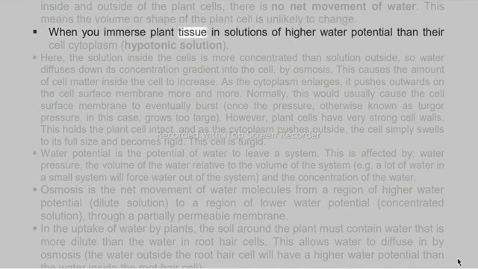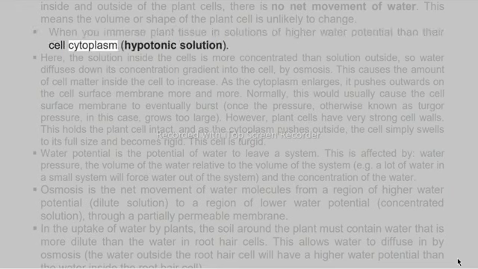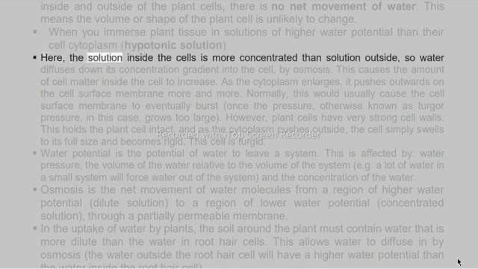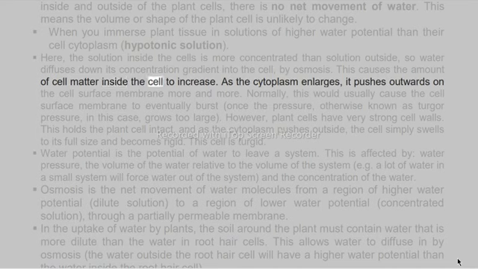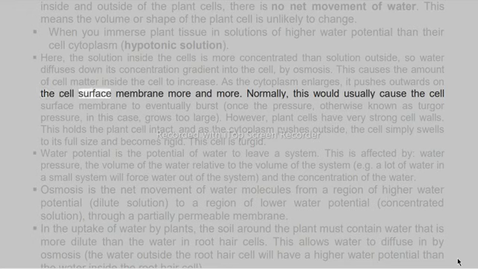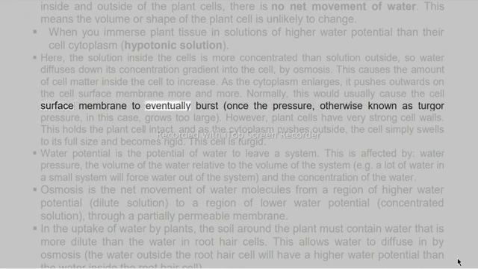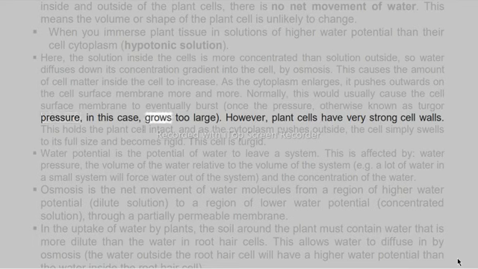When you immerse plant tissue in solutions of higher water potential than their cell cytoplasm, a hypotonic solution, here the solution inside the cells is more concentrated than the solution outside, so water diffuses down its concentration gradient into the cell, by osmosis. This causes the amount of cell matter inside the cell to increase. As the cytoplasm enlarges, it pushes outwards on the cell surface membrane more and more. Normally, this would cause the cell surface membrane to eventually burst, once the pressure, otherwise known as turgor pressure, grows too large.